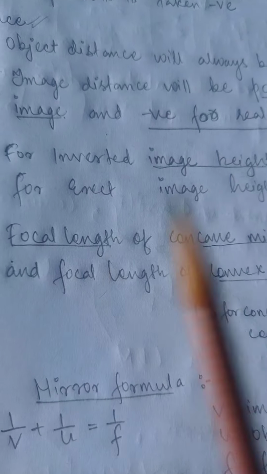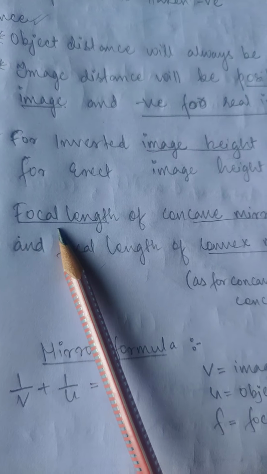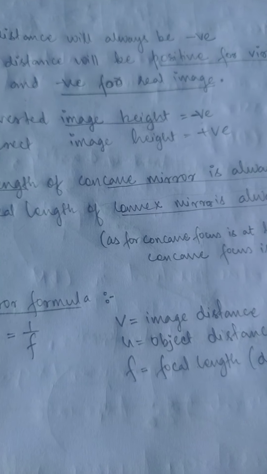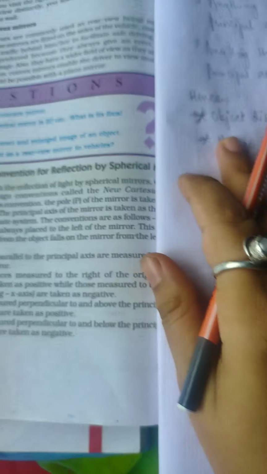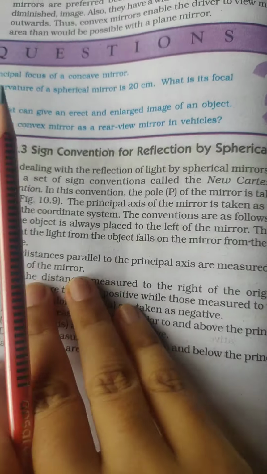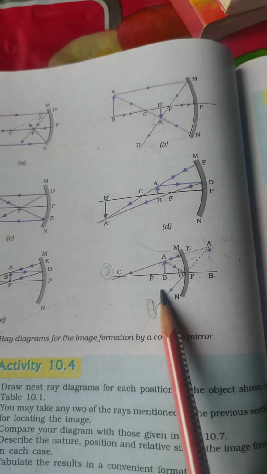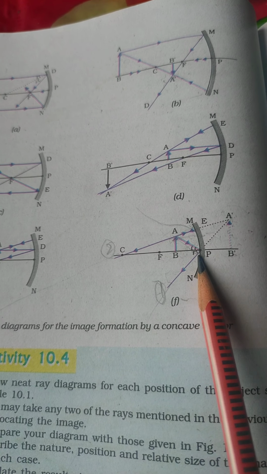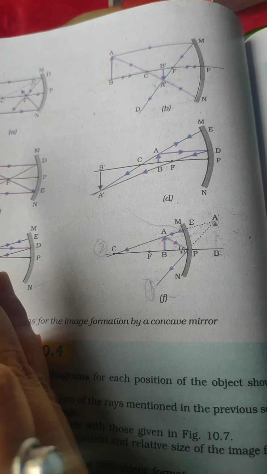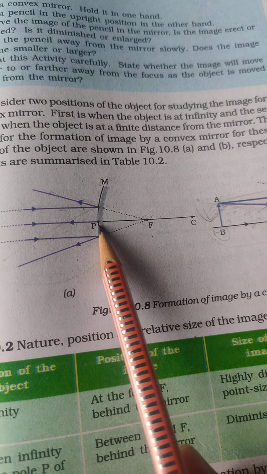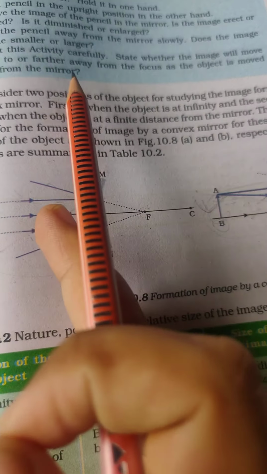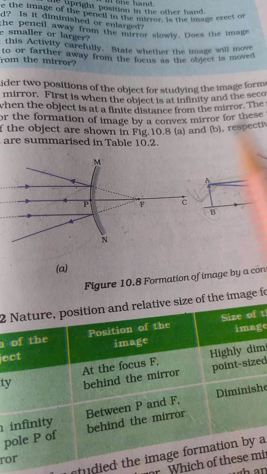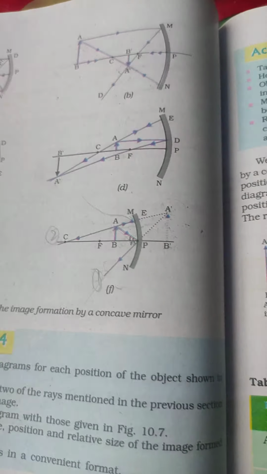Now focal length is the most important concept. Focal length of a concave mirror is always negative, and the focal length of a convex mirror is always positive. Why is that so? Because, as I'm showing you right here, the focal length means the distance between focus and pole. In this case, the focus is present at the left of the mirror, but here the distance between the focus and pole is present at the right of the mirror.